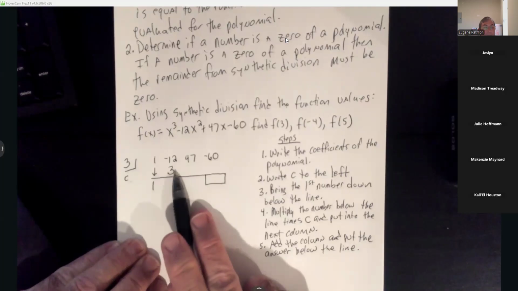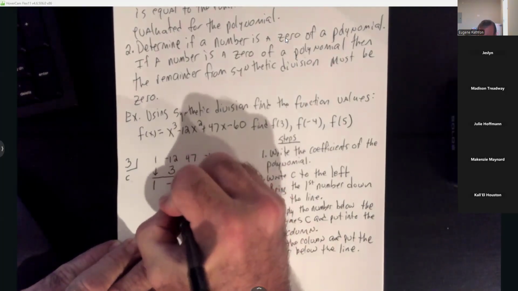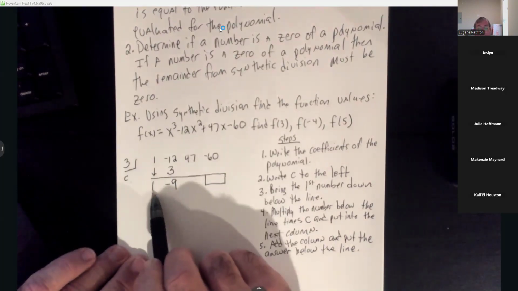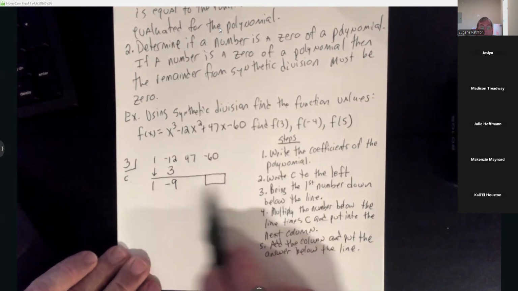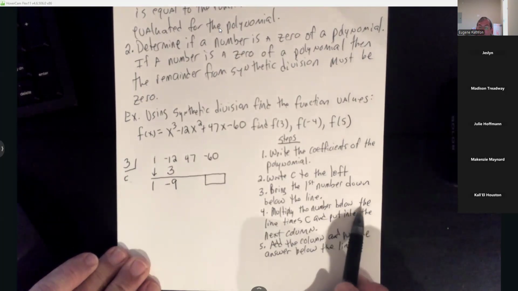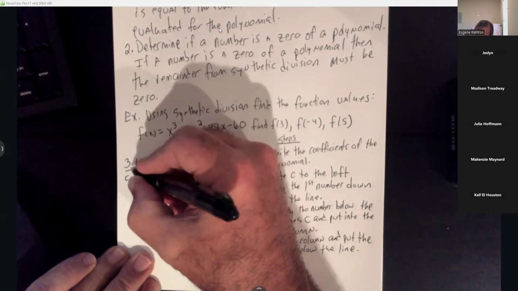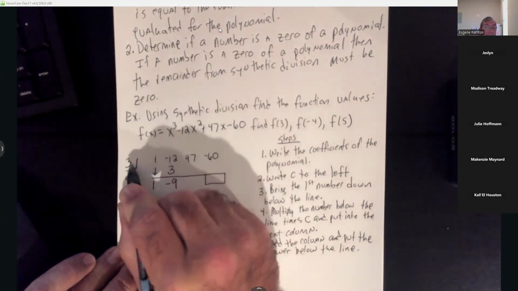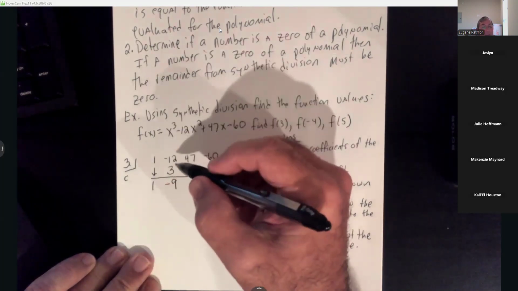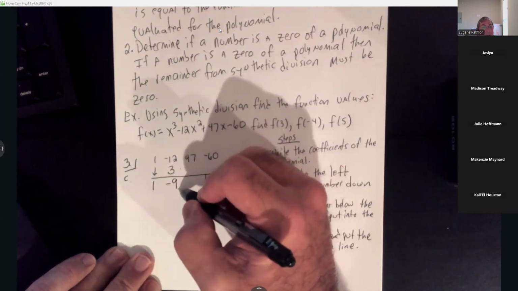So y'all, here we go. Negative 12 plus 3 is a negative 9. All right, so y'all are asking me, where did I get the 3? Okay, so remember, right here, I brought my first number down below the line. Now, multiply the number below the line times C. So I took this 1, multiplied by the 3, and that gave me a 3. Now, you added this column up, negative 12 and 3 gave you negative 9.